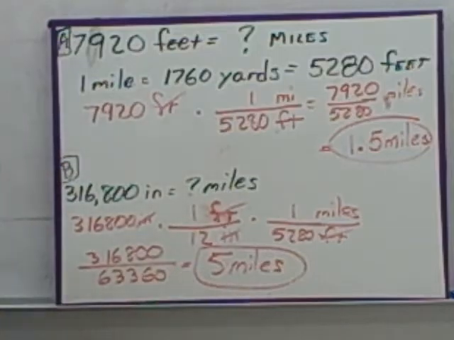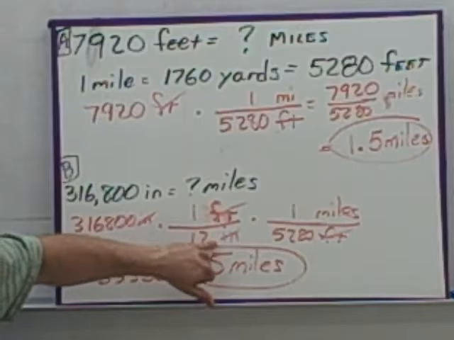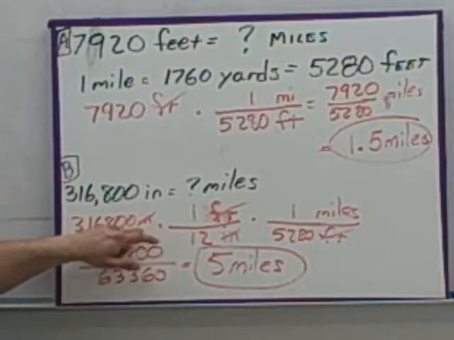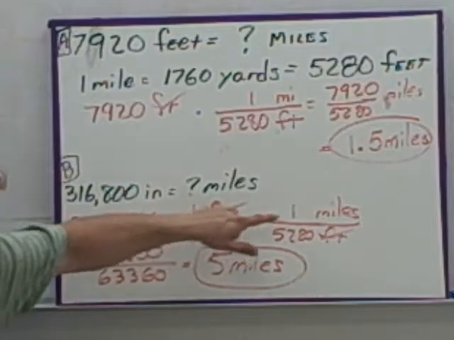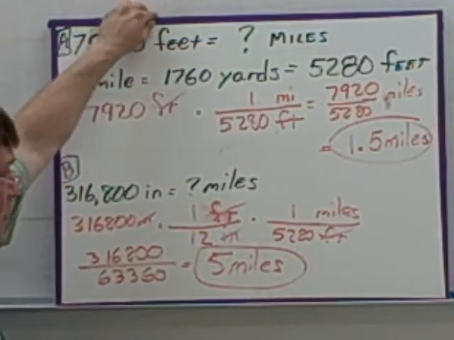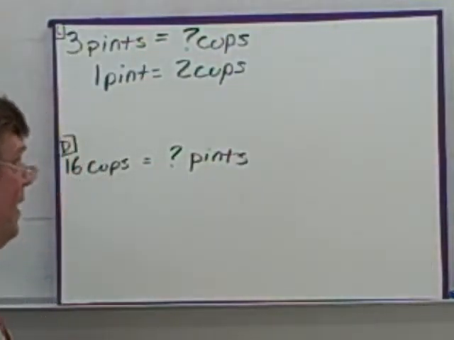Again, the way you want to set it up, you want to set it up so that you're canceling out the units you want to get rid of. So if you're starting off with inches, you want to have the inches in the bottom. If you want to end up with miles, you want the miles to be on the top. Whatever you want to have, put that on the top. Whatever you want to get rid of, you want to have that on the bottom.